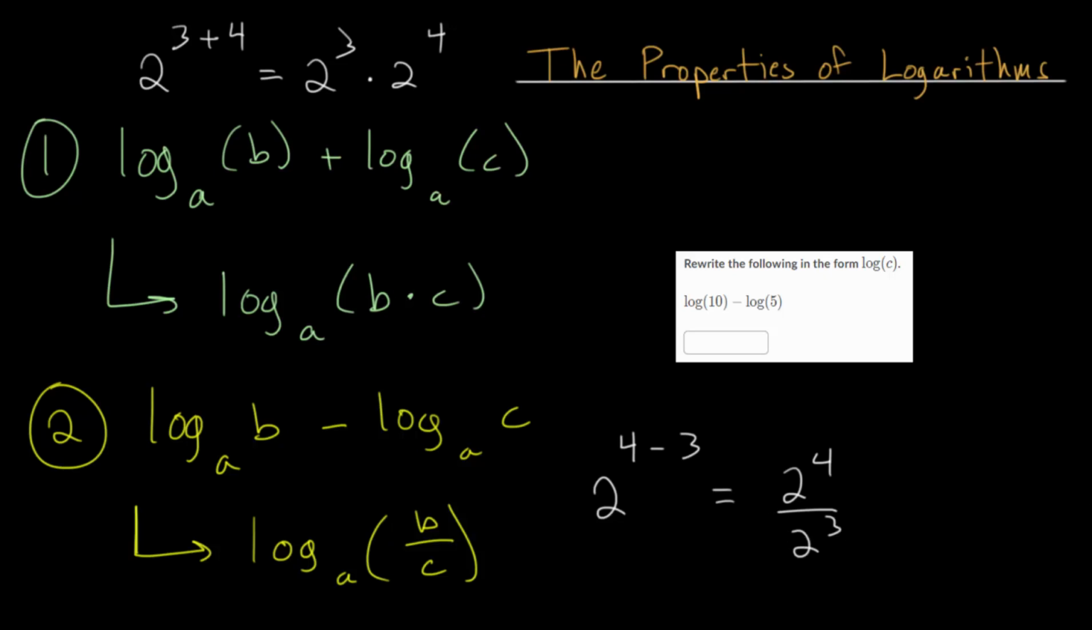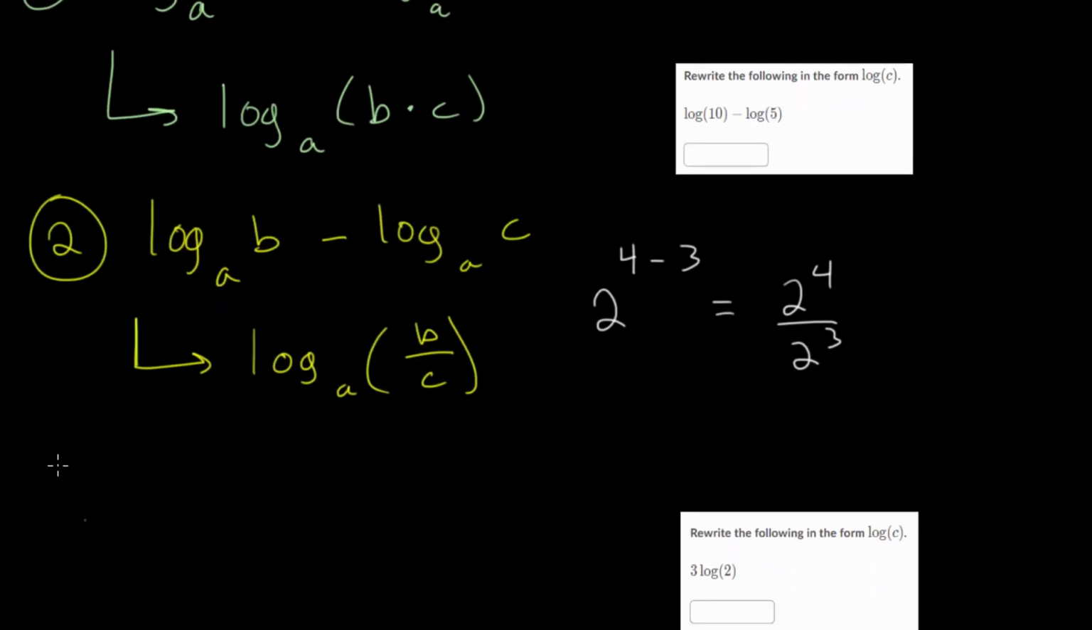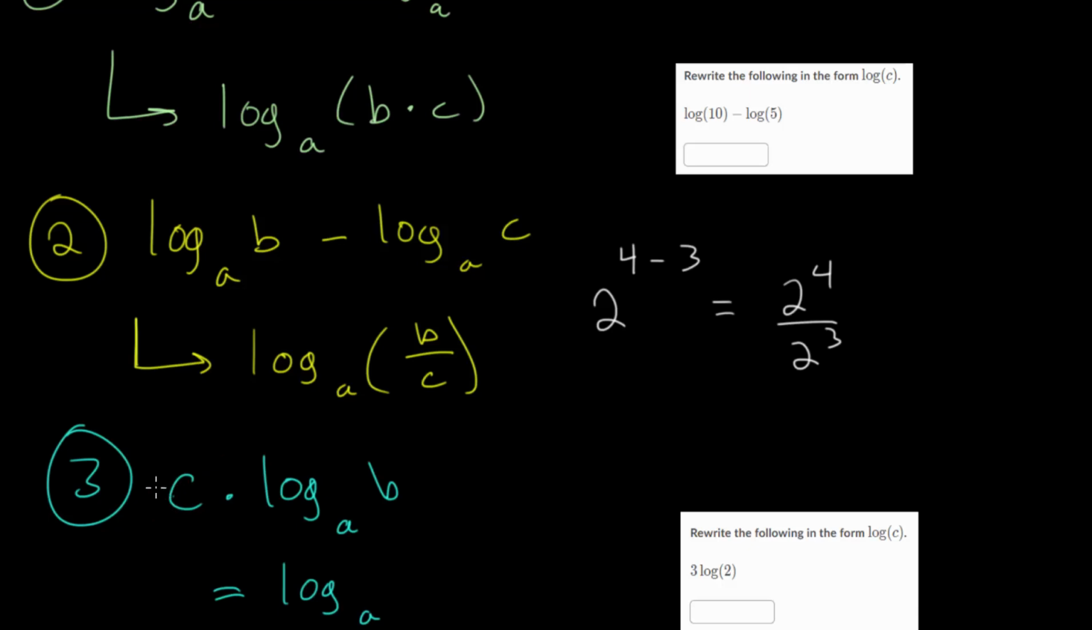And the third property we want to look at is when we're multiplying our logarithm by some kind of constant. So let's say we have c times log base a of b. When your logarithm is multiplied by some number, then you can rewrite this as log base a of your input raised to that power. Whatever you're multiplying by becomes the exponent in the input. So we have log base a of b to the c.